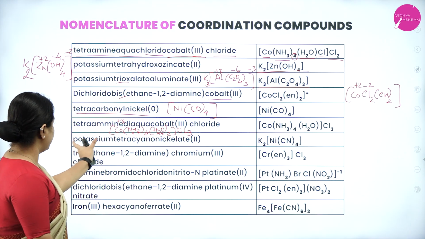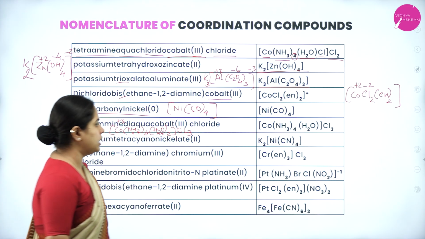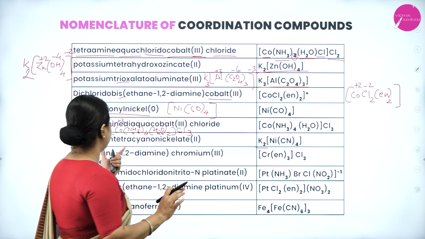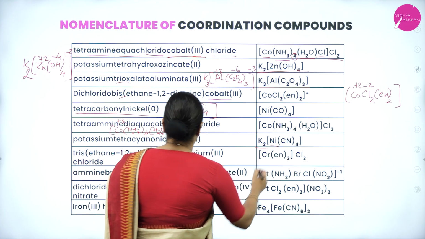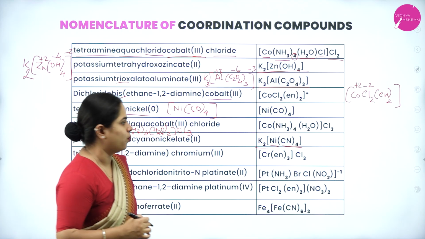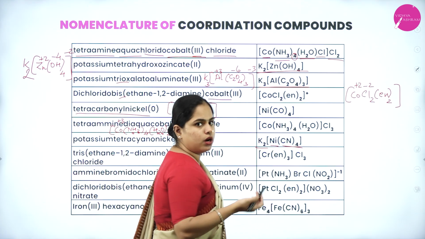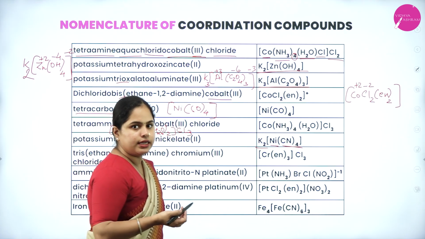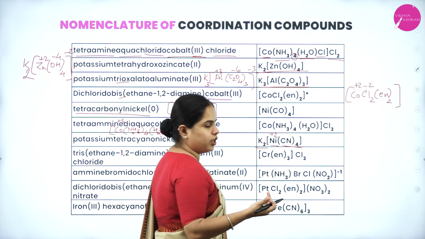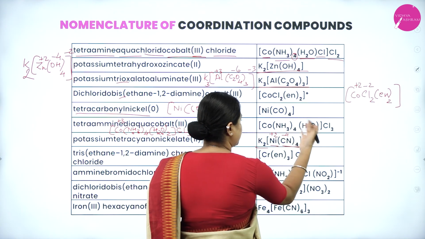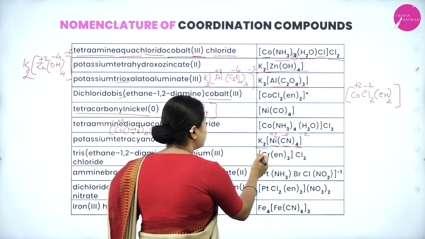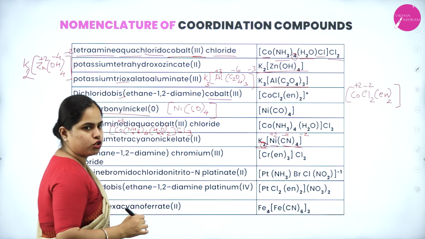Now next one is potassium tetracyanonickelate. Again the counter ion is potassium, which is positively charged, so I write the potassium first, K2, right? Then nickelate, so it is nickel, and tetracyano, 4 ligands of cyano, right? How do we calculate how many atoms of potassium? Nickel is +2 as given, and cyano is -1 for each, so -4 is there. So the charge on the coordination sphere will be -2. To balance that, 2 plus charge should be there, so 2 atoms of potassium should be here, right?